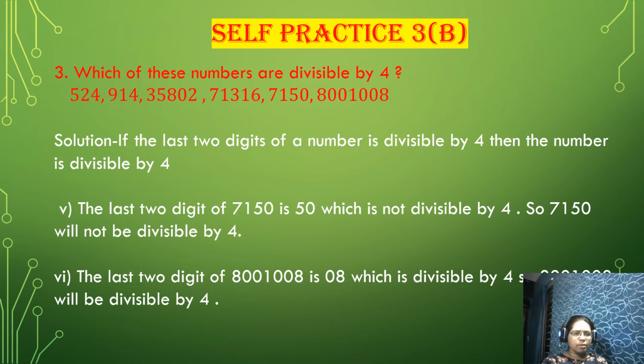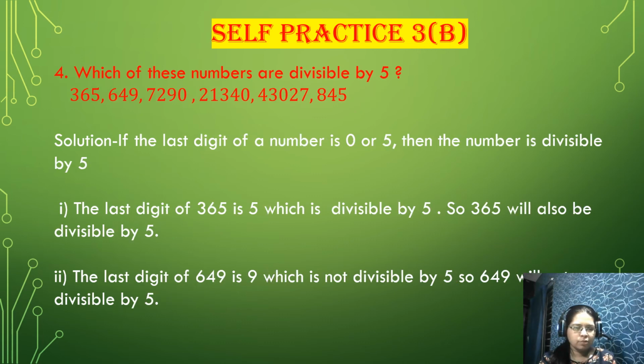So in this question, 524, 71,316 and 80 lakhs 1008, these three numbers are divisible by 4. So from these questions we have learned that if the last two digits of a number are divisible by 4, then that number is divisible by 4.